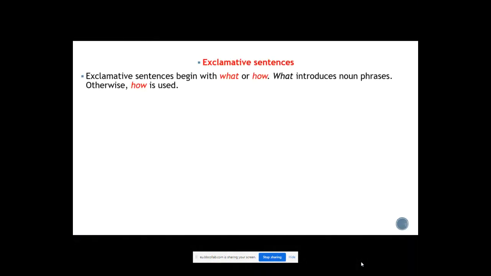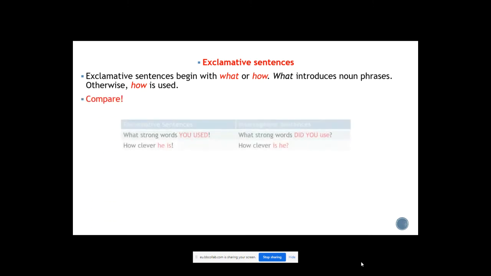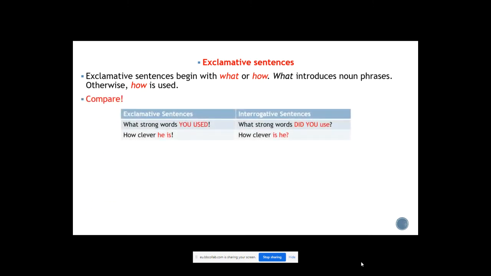Okay, so we go to exclamatives, which is the fourth type. It begins with what or how, and what introduces noun phrases, while otherwise you can use how. So both are used. Compare exclamatives and interrogative sentences. What strong words you used! يا لها من كلمات قوية لتلك التي استخدمتها. You see, exclamatives نستخدمها في الجمل التعجبية.